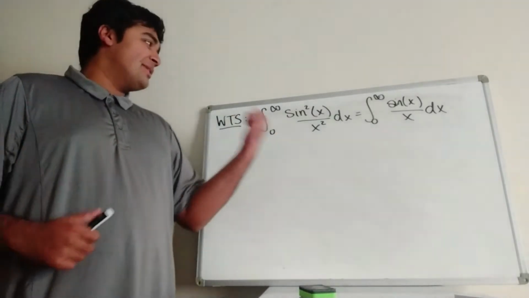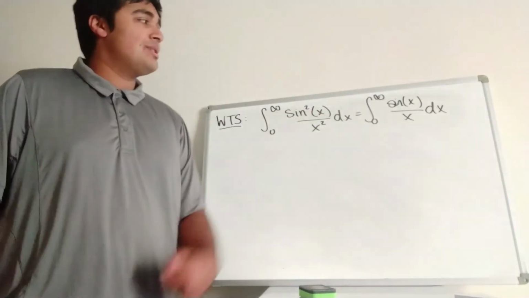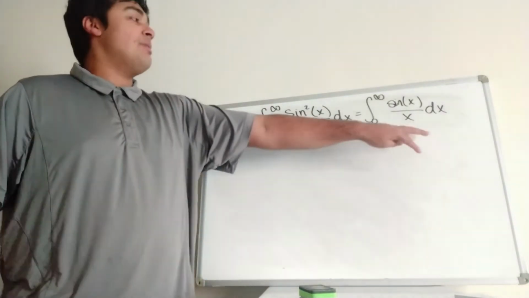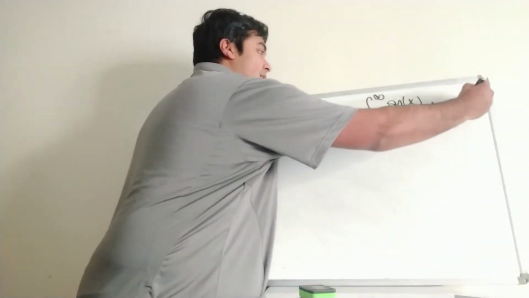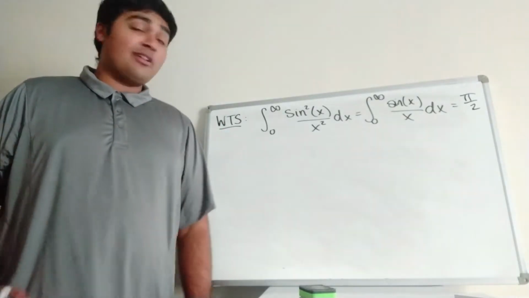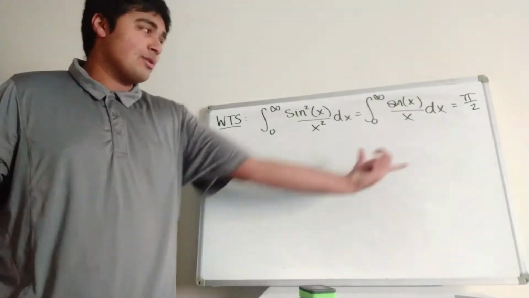Okay, so as I said, we want to show that the integral from 0 to infinity of sine squared x over x squared dx is equal to the integral from 0 to infinity of sine of x over x dx. And now, in fact, you might ask yourself what this integral equals, and in fact, it equals pi over 2. And this is something I proved in a video I made quite a while ago, in fact over a year ago. So I'll leave a link to that video in the description below if you've not seen that result before.